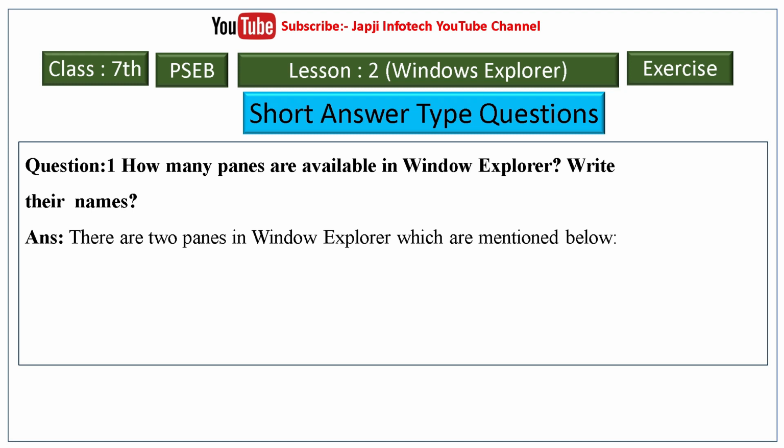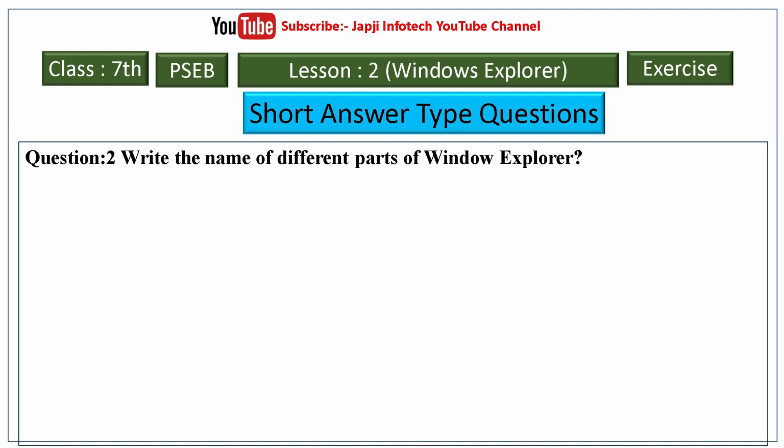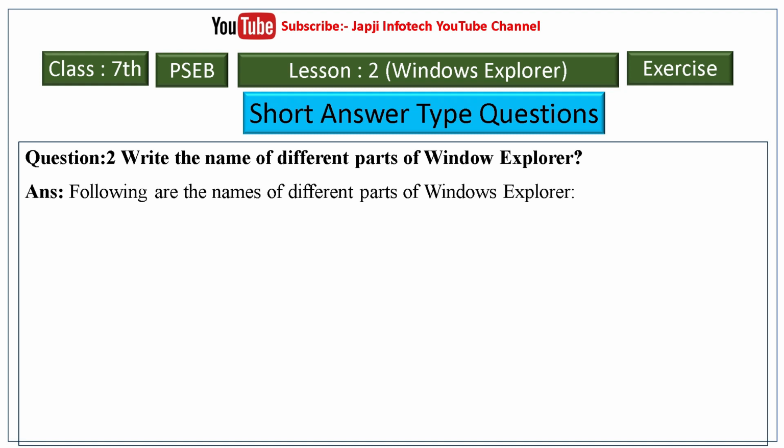And the answer is there are two panes in Window Explorer which are mentioned below. The first one is left pane or navigation pane, and the second one is right pane. And the second question is write the name of different parts of Window Explorer. And the answer is the following are the names of different parts of Window Explorer.